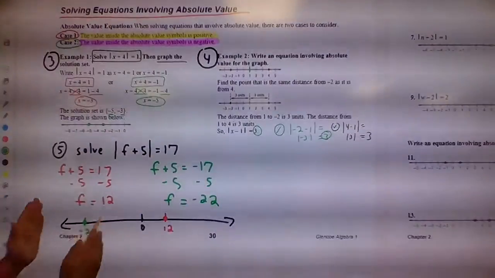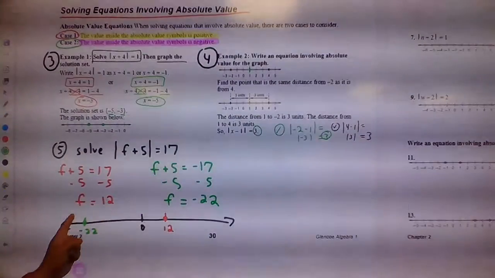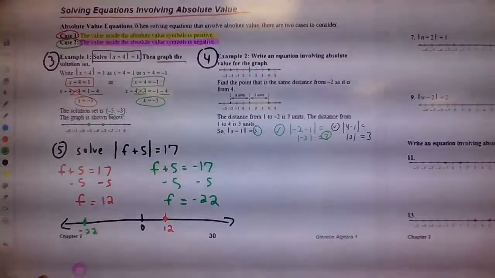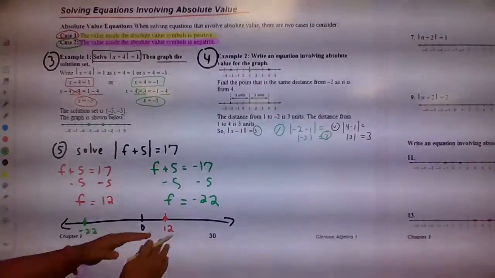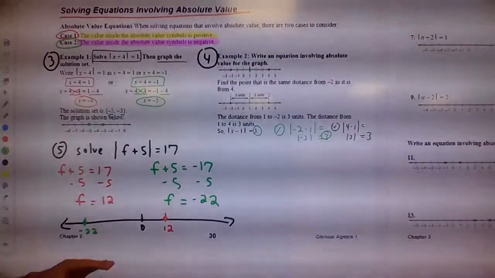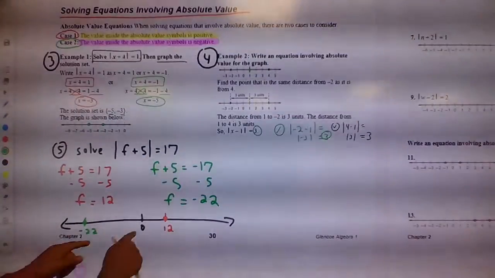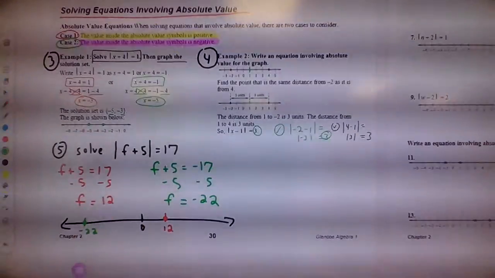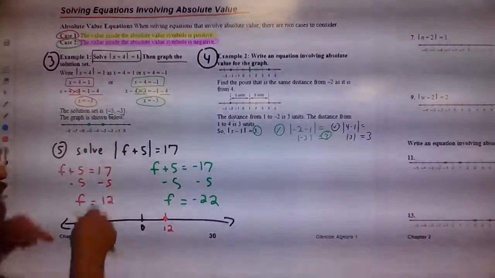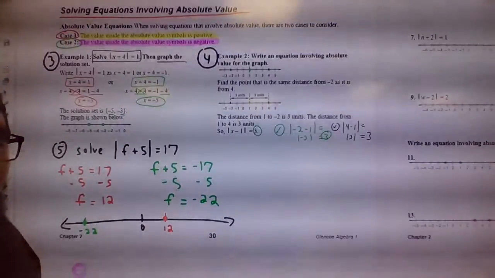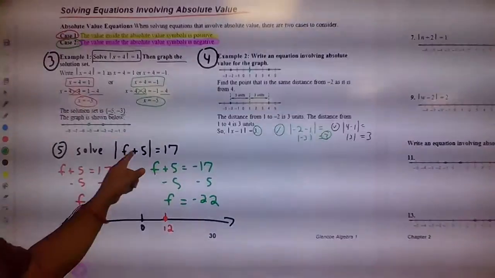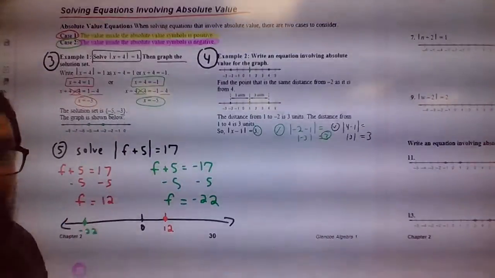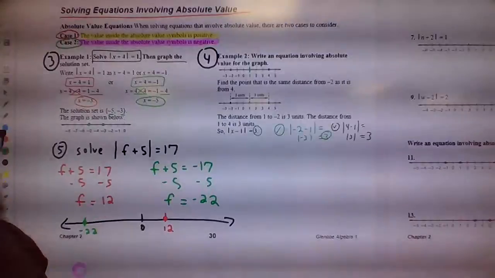When you solve for this one, your answer is going to be 12. When you solve for this one, your answer is going to be -22. Okay? And then you have to graph it. So I went ahead and graphed it. I just drew a generic number line, the 0 there. So it's going to be at 12 and it's going to be at -22. So these two numbers make this true. And you can check them if you want. So put in -22 in here and you're going to get 17. You put 12 here and you're going to get 17. Okay? Now let's go on to number 6 right here.